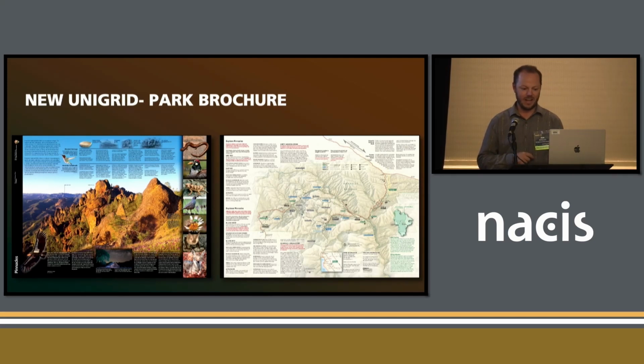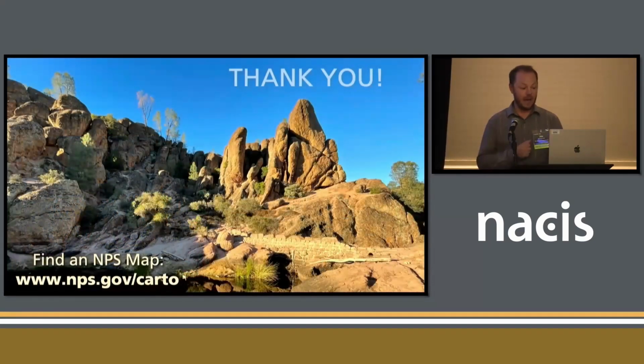So with that, you can find the map at nps.gov/carto. We have all of our maps there, free to download. You can get just a PDF, JPEGs, or the full-on Adobe print production files that you can do whatever you'd like with. And if anybody has any questions or wants to talk about this project or look under the hood with me, I'm happy to share throughout the rest of the conference here. So thank you very much.